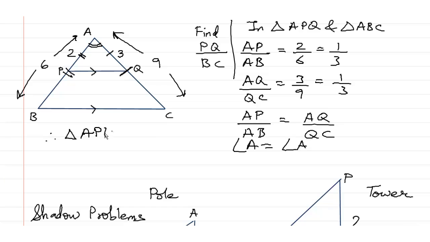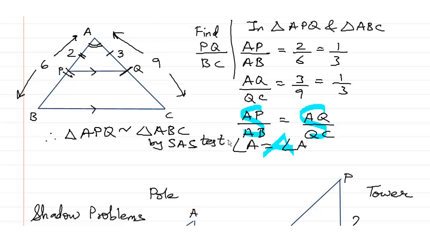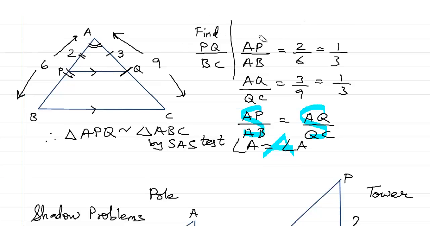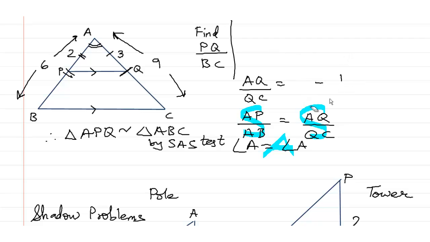And therefore, triangle APQ is similar to triangle ABC by the side angle side test. Remember, this is the first side, this is the second side, and this is the angle in between them. It's the SAS test. So the two triangles are similar by SAS test. And therefore, if we prove that the two triangles are similar, we'll just erase this out.